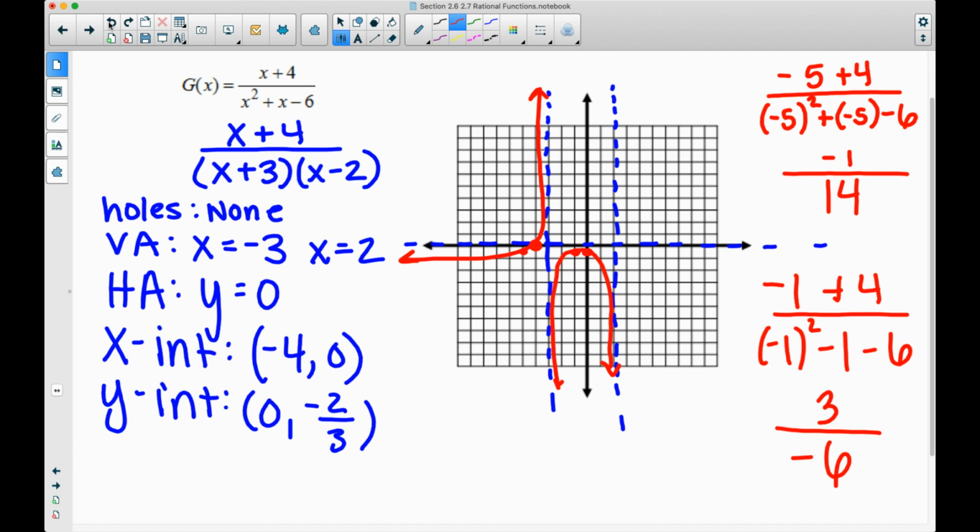Okay, and then let's say I plug in 3. I have a space over there. So if I plug in 3, I get 7 over 12 minus 6, which is 6, so a little bit above 1. So then I can go ahead and graph the rest of this.